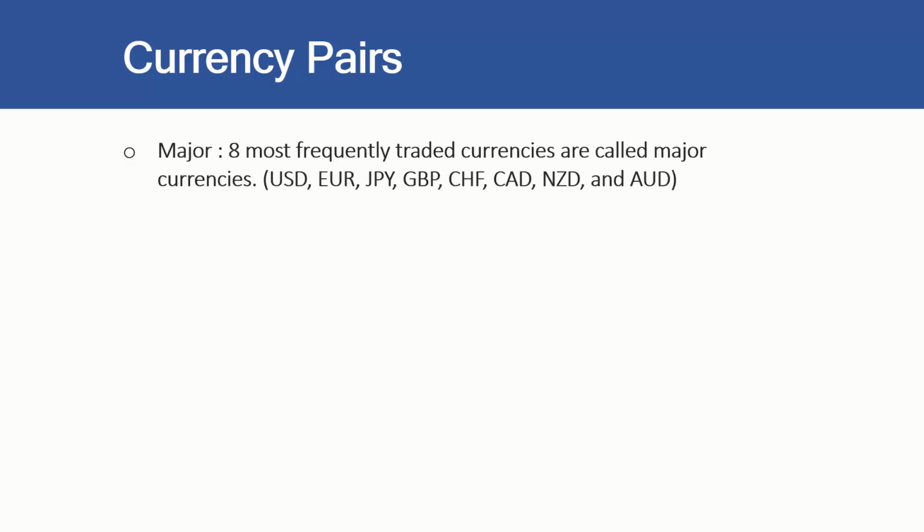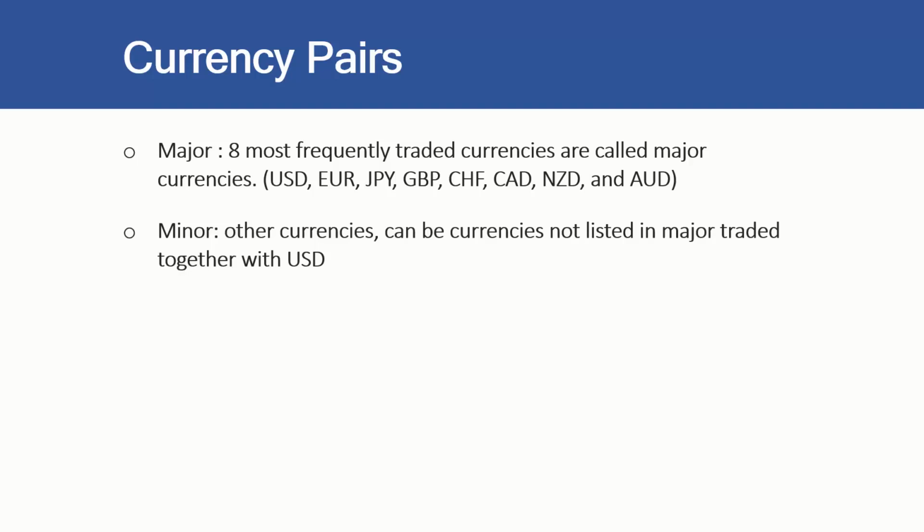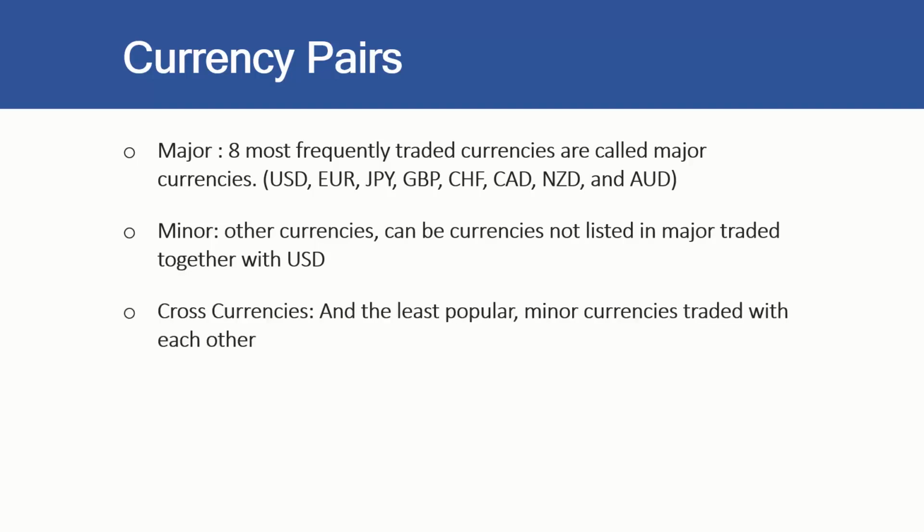So the first term is currency pairs. Pretty obvious. There are three types and they are categorized based on popularity. The 8 most frequently traded currencies are called major currencies, and you can see them listed here. Next, we have the minor currencies, the middle group, and the least popular are the cross currencies. So again, it's a sliding scale based on popularity. So you can trade any of these, and when you set up MetaTrader for the trading platform, you will see where to find these currencies.